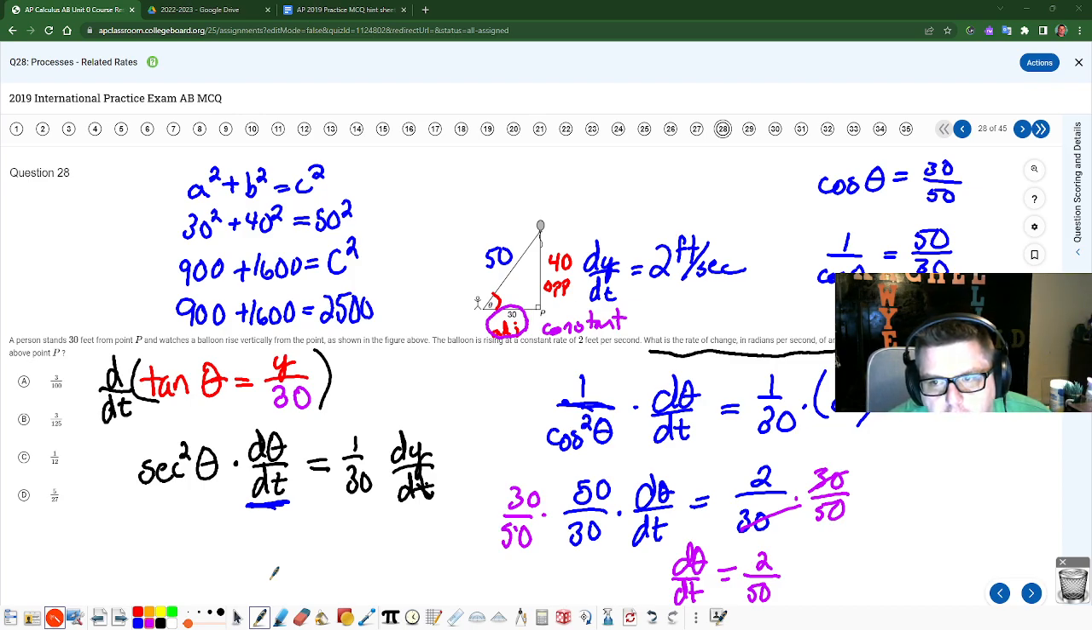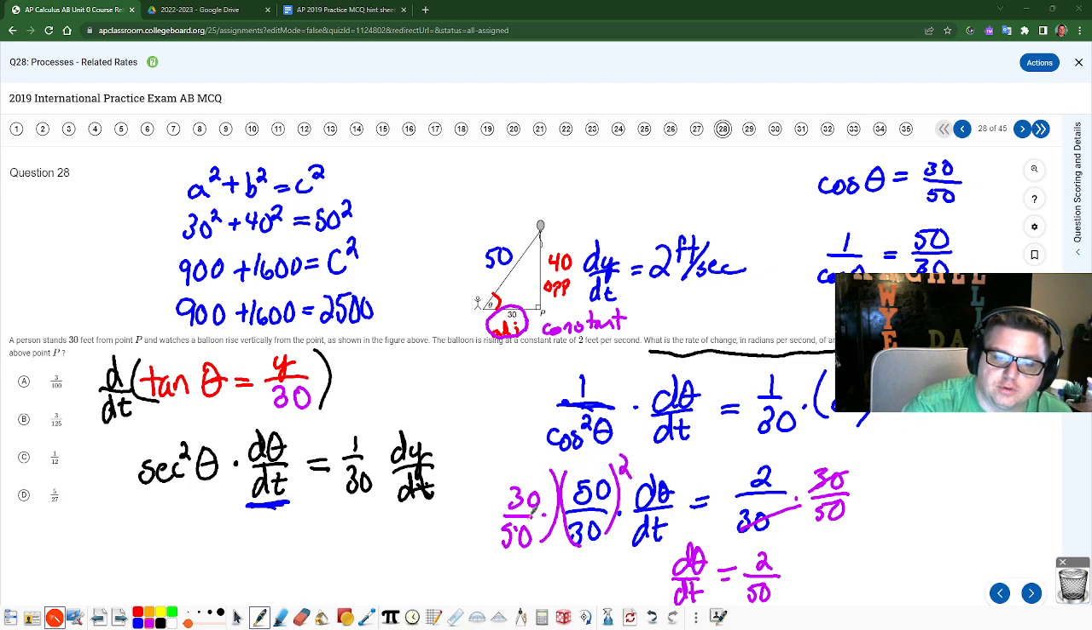Oh, man. Okay. I see it. What is 50 over 30? Well, that's 1 over cosine. But what do we have? Technically, we have 2 of them.